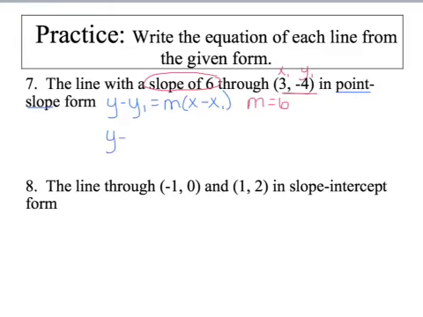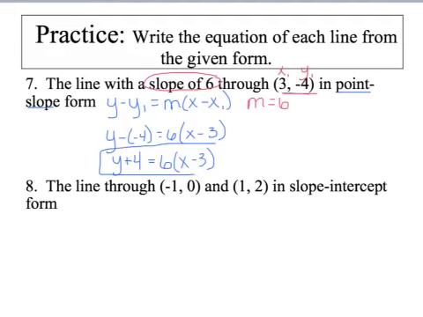Y minus the y-coordinate of my point, which is negative 4, is equal to my slope of 6 times the quantity x minus my x-coordinate. Now the reason I put my y-coordinate in parentheses is because what happens when I subtract a negative number? It becomes y plus 4 equals 6 times the quantity x minus 3. And that is point slope form.